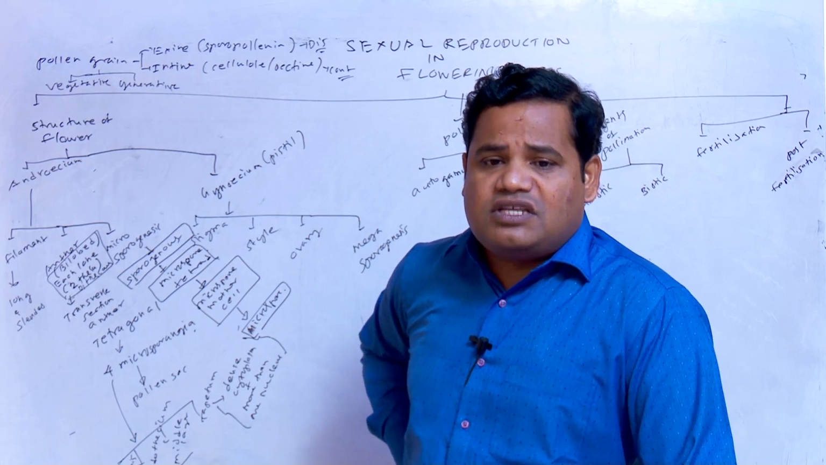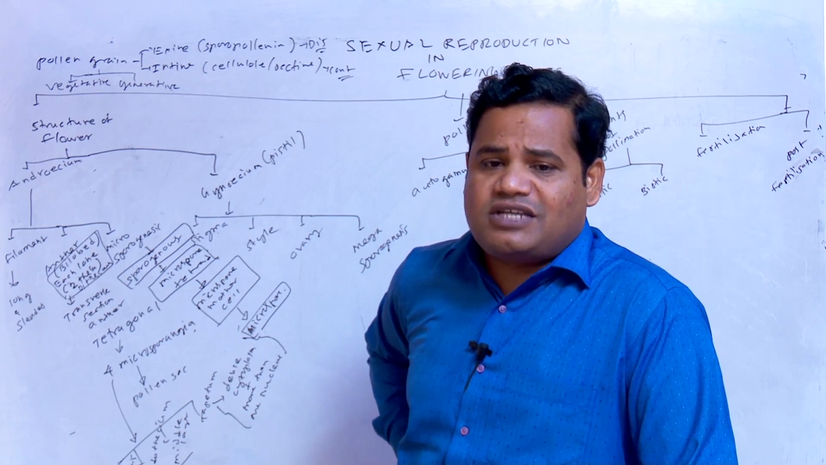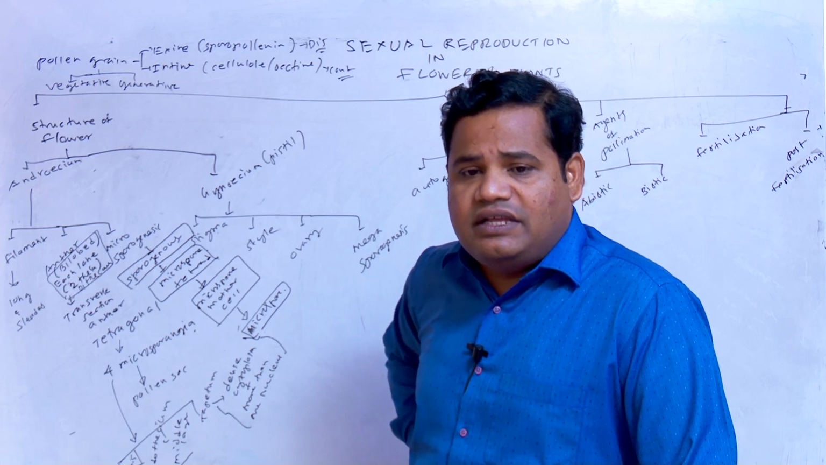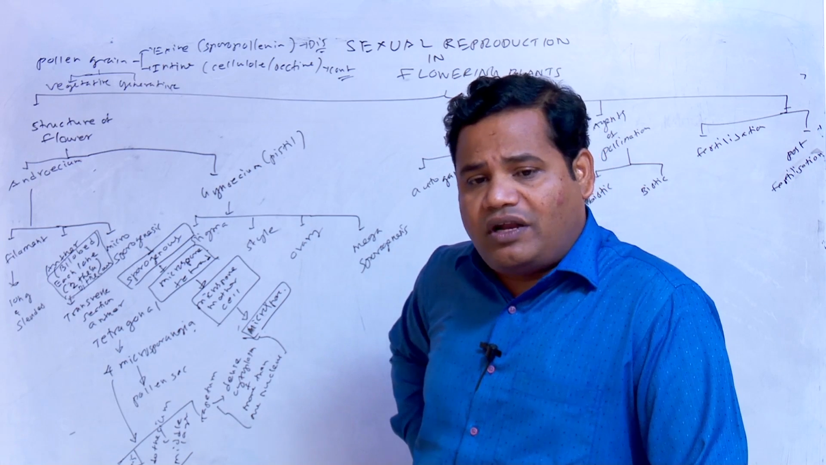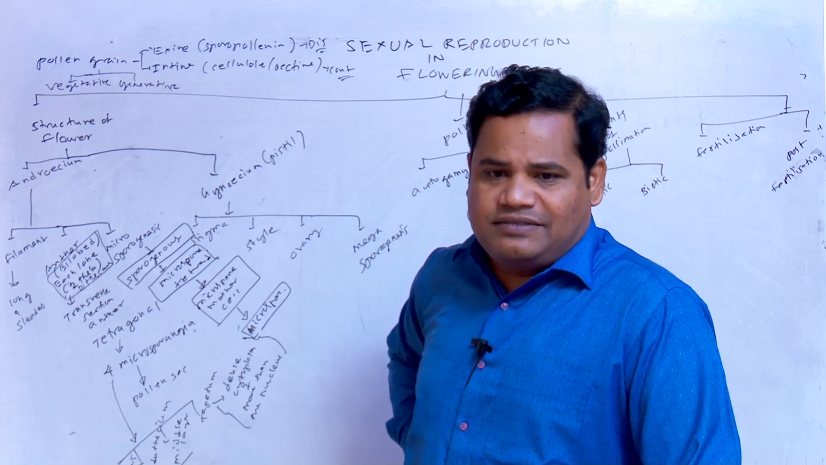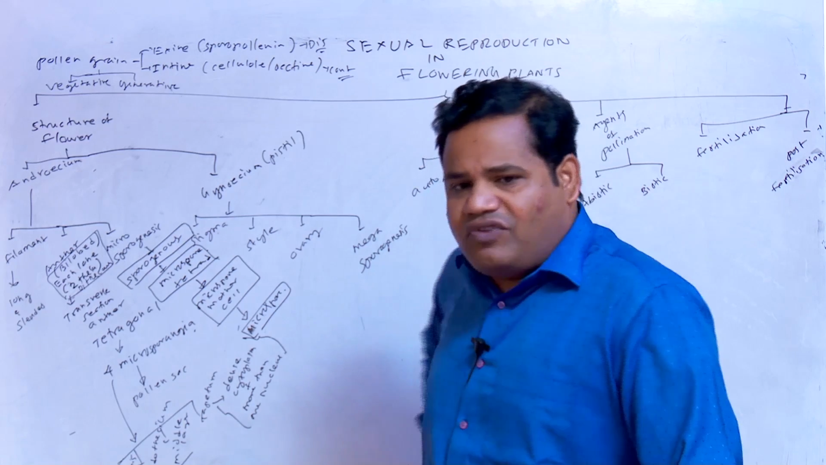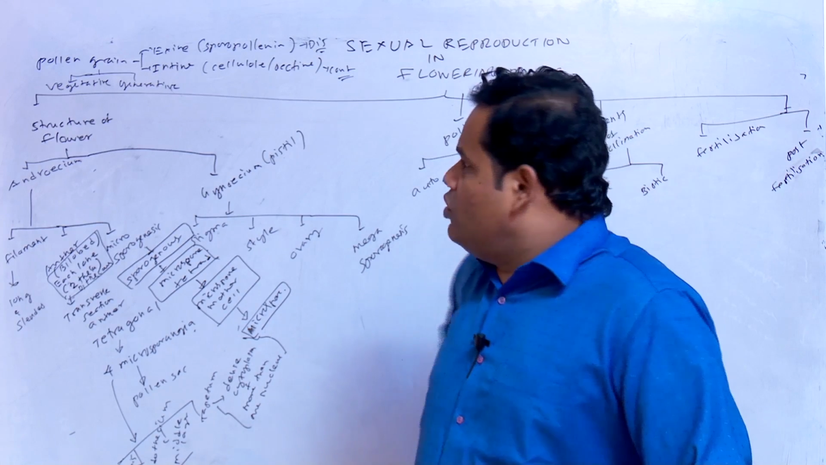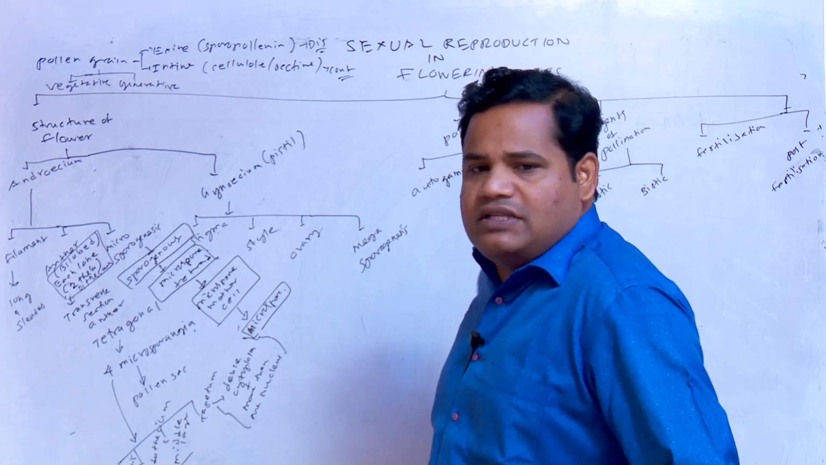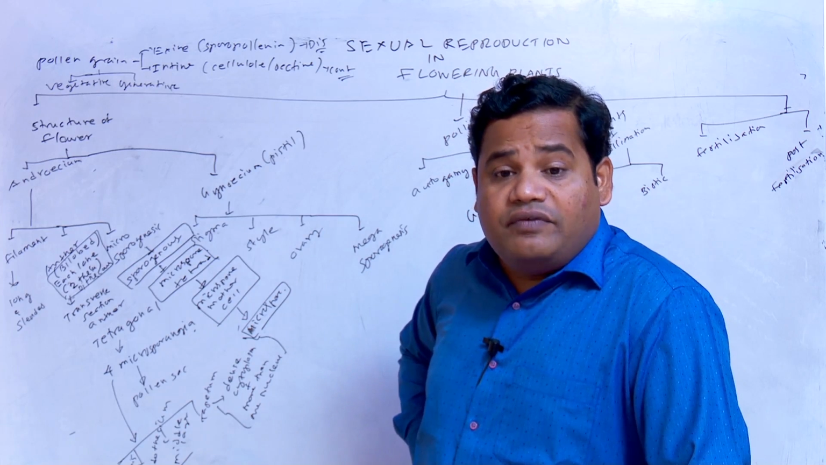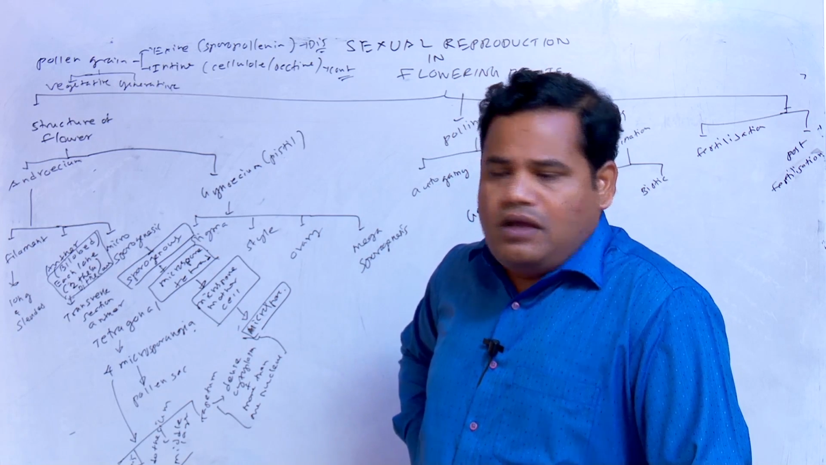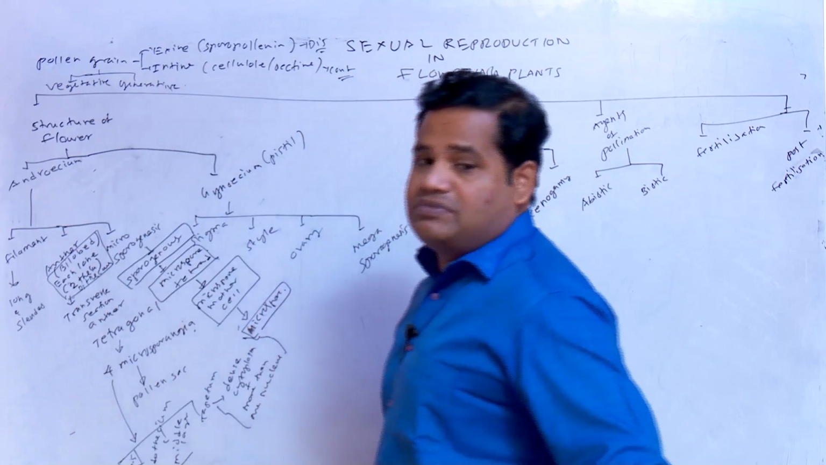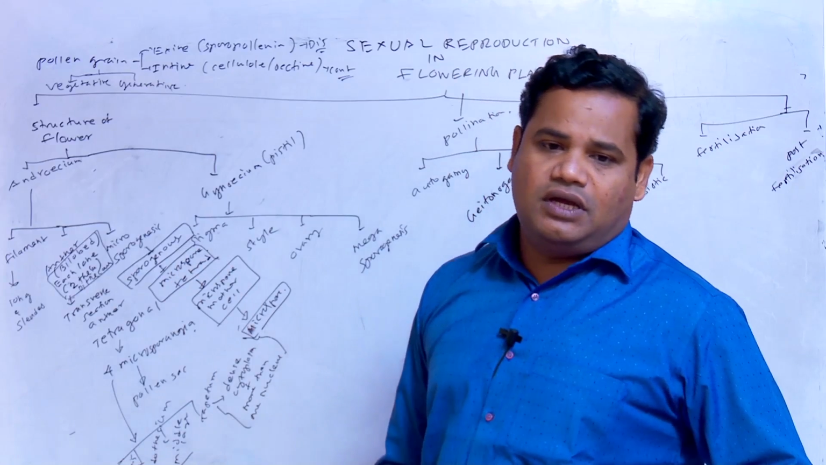I repeat, in 60% of angiosperms, pollen grains are shed at the two-cell stage. And in others, the generative cells divide mitotically to give rise to two male gametes. So after production of two male gametes, it becomes the three-cell stage. So the vegetative cell and generative cell are shed at the three-cell stage, after the generative cell has divided into two cells.